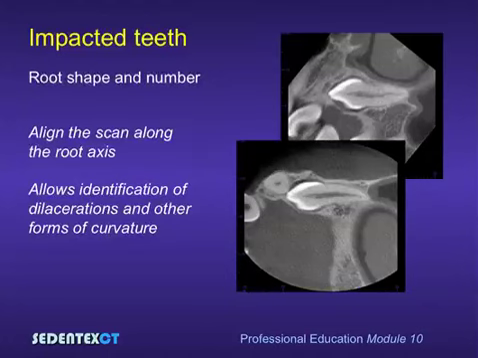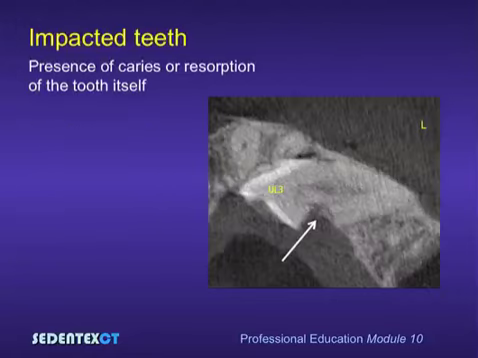We then look for root shape and number. The easiest way to do this is to align the scan along the root axis, and this allows identification of dilacerations and other forms of curvature of the root, which may be relevant to orthodontic movements or to surgical treatment. We should also assess the tooth for presence of caries or resorption itself.